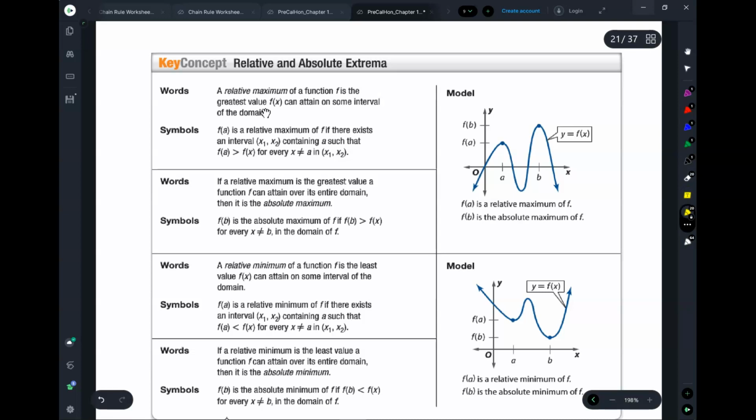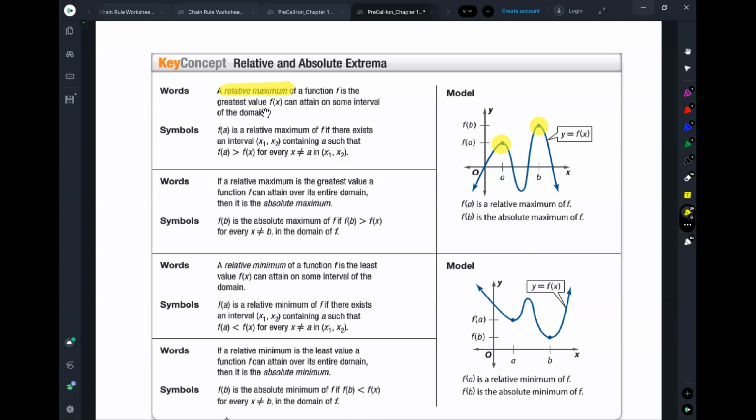A maximum, right? So whenever a graph changes from increasing to decreasing, that's a maximum. Okay? We also call that a relative maximum. So a relative maximum is the greatest point over some interval. Over this interval, that is the maximum point. So we call it a relative maximum. Okay? Now, this is also a relative maximum.